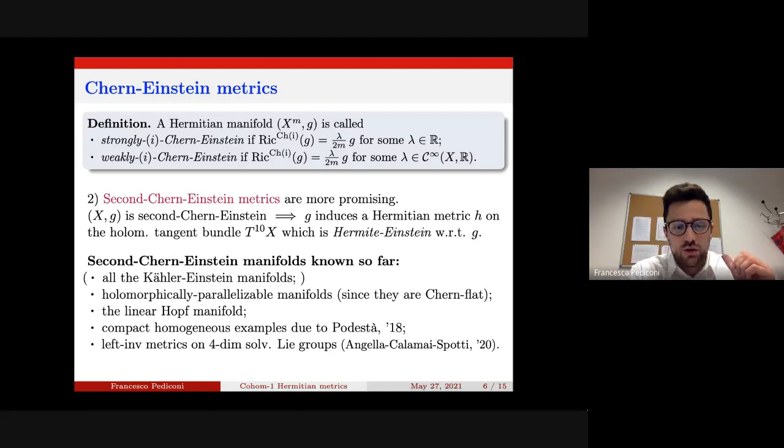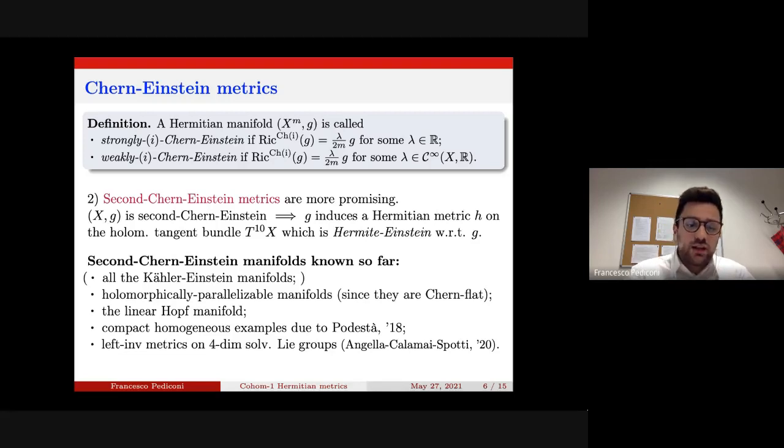Of course, all Kähler-Einstein manifolds in particular are strongly second Chern-Einstein, because for Kähler manifolds, as I said before, the Chern connection is equal to the Levi-Civita connection, so the two conditions agree. Other examples are given by the holomorphically parallelizable manifolds, which are basically the complex Lie groups and their quotients. They admit strongly second Chern-Einstein metrics because they admit Chern-flat metrics. So these metrics are trivially both strongly first Chern-Einstein and strongly second Chern-Einstein. Another example is given by the linear Hopf manifold. The standard metric on the linear Hopf manifold is strongly second Chern-Einstein.